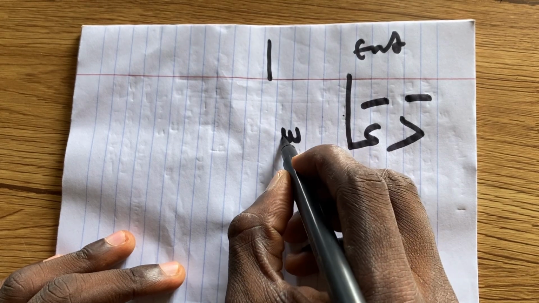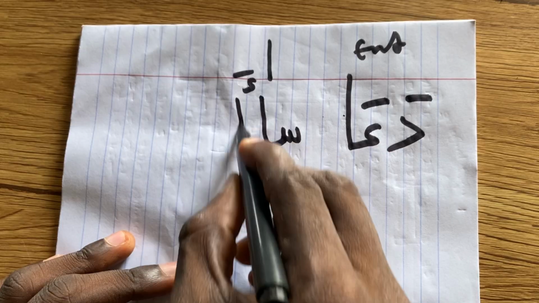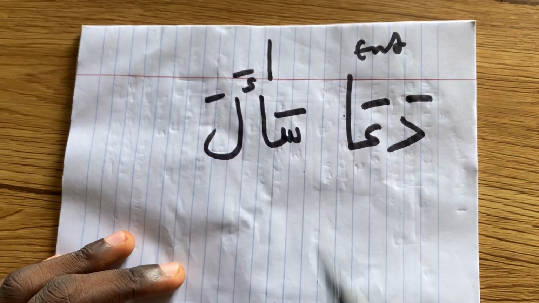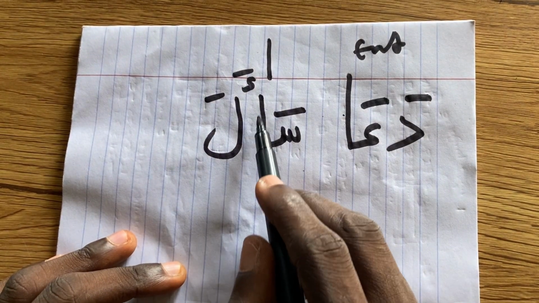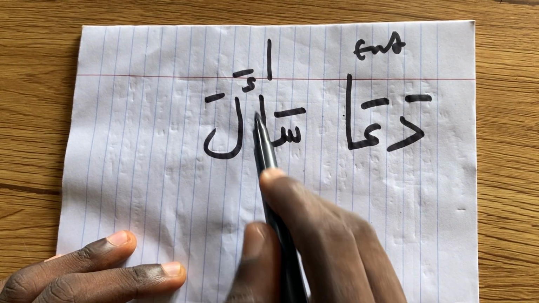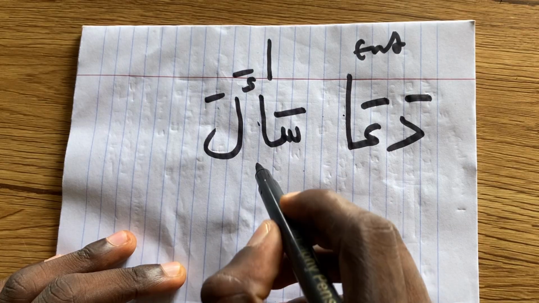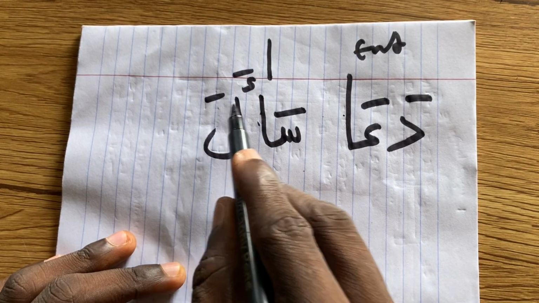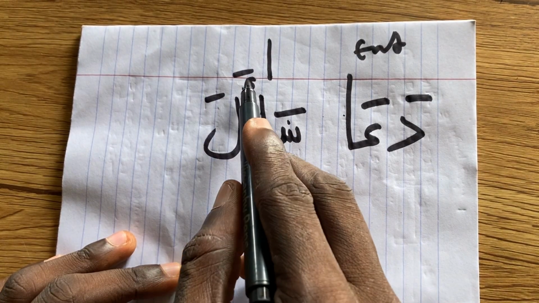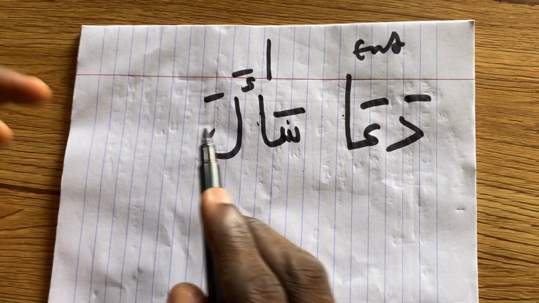Then now let's look at sinun, alifun, lamun. You can see this alifun is at the middle. It's at the middle. Sa'ala. This is the middle alifun. Sin fatah sa, alifun fatah a, lam fatah la, sa'ala.